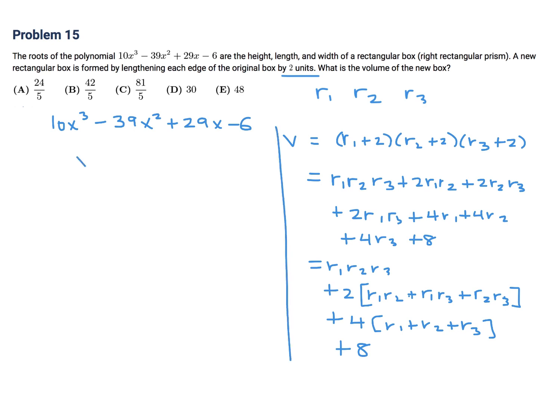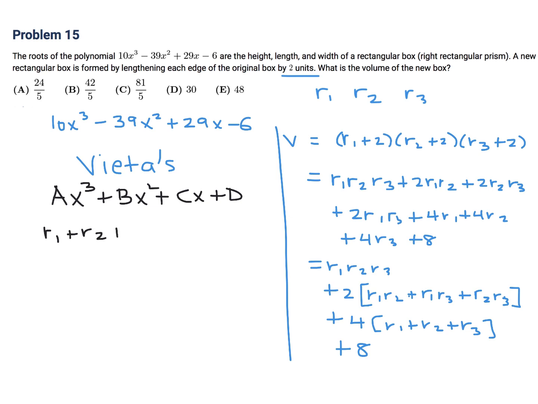Now, of course, some of you have already predicted this. You're going to use Vieta's. And Vieta's formula is sort of the heart of this question. Vieta's formula, there's many, but in this case, we're dealing with the cubic polynomial. So for a cubic polynomial of the form ax cubed plus bx squared plus cx plus d, Vieta's states the following. It states that the sum of the roots, which is r1 plus r2 plus r3, is equal to minus b over a. So in this case, since this is our polynomial, my minus b over a would be 39 over 10.